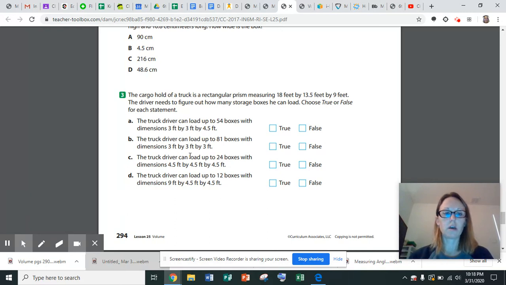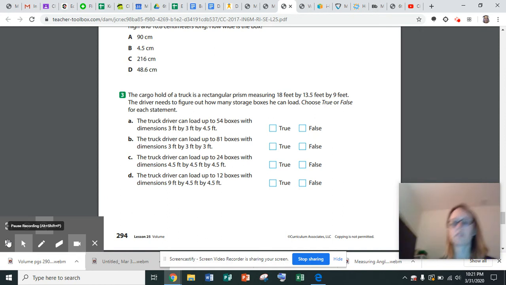And then letter B says the truck driver can load up to 81 boxes with dimensions 3 feet by 3 feet by 3 feet. C, the truck driver can load up to 24 boxes with dimensions 4.5 feet by 4.5 feet by 4.5 feet. And then D says the truck driver can load up to 12 boxes with dimensions 9 feet by 4.5 feet by 4.5 feet. So I'm going to let you guys try that and see what you come up with. So I'm going to pause it.